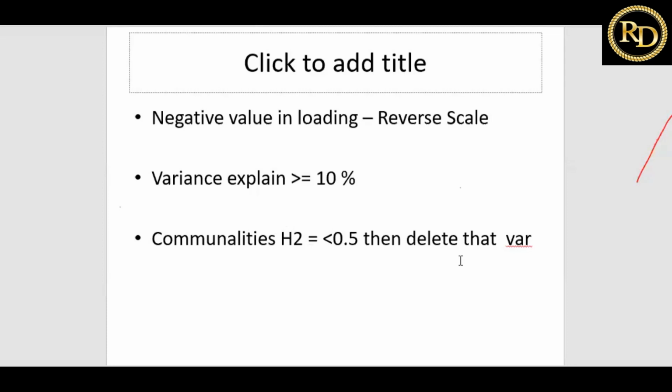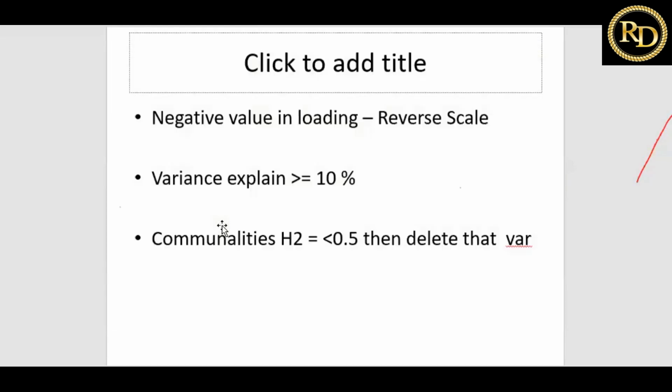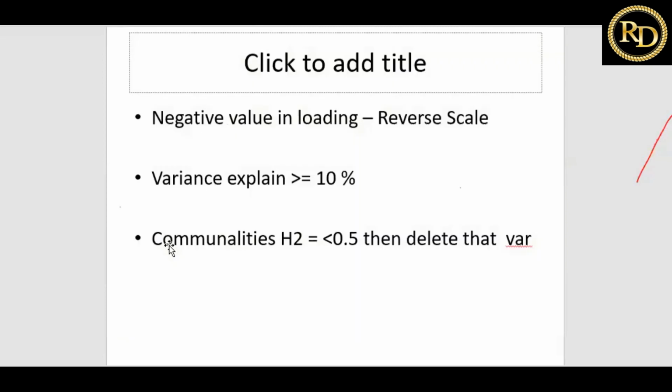Okay, so if these communalities are coming to be less than 0.5, then you can delete that variable from your analysis. If you see that BP, LR, L, SAT, and all of these have a value more than 0.5, then you can consider them. If any one is not, then you can refer to these values. So you can note down these values, which you can use for interpretation purposes.